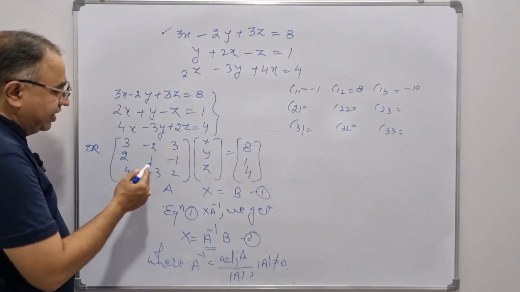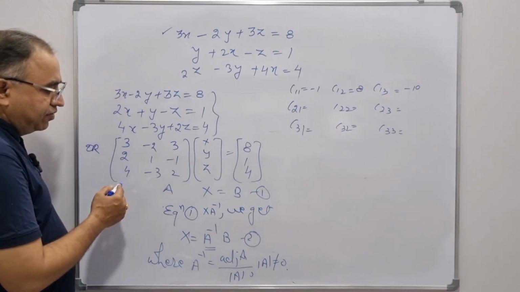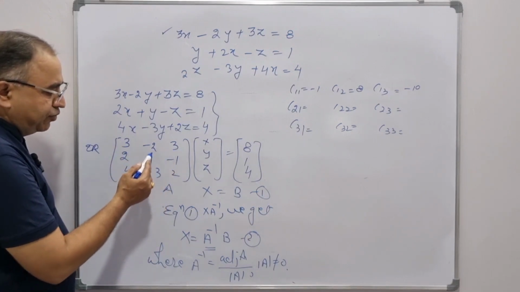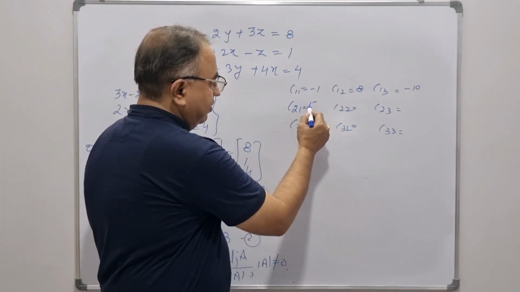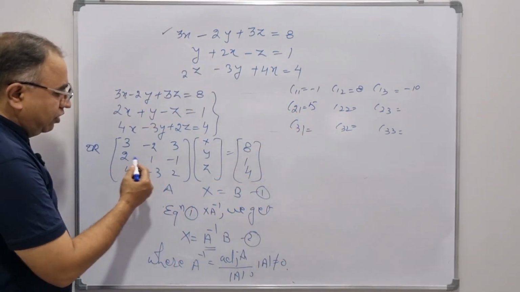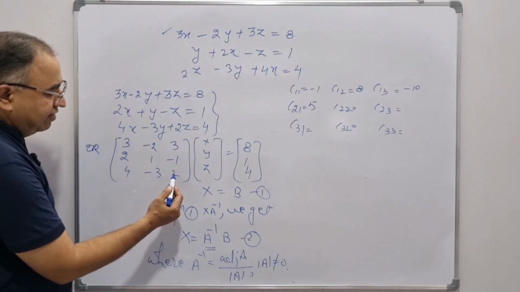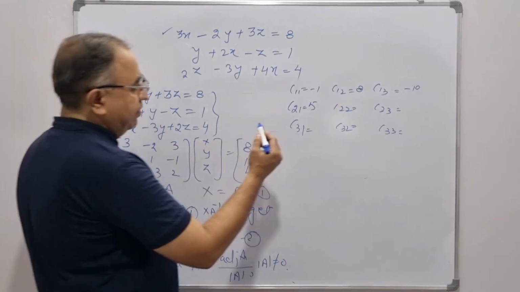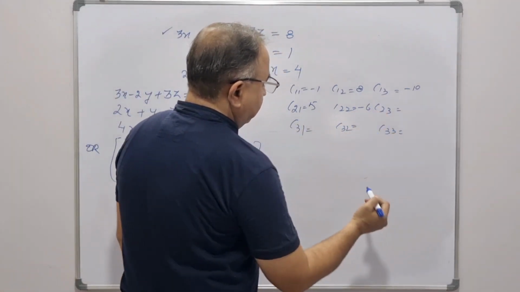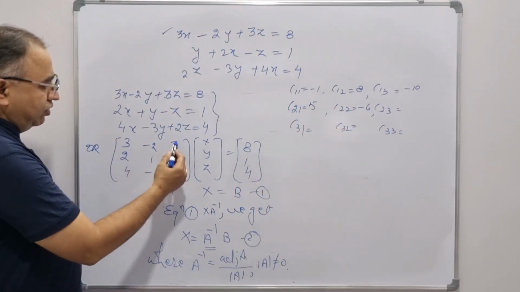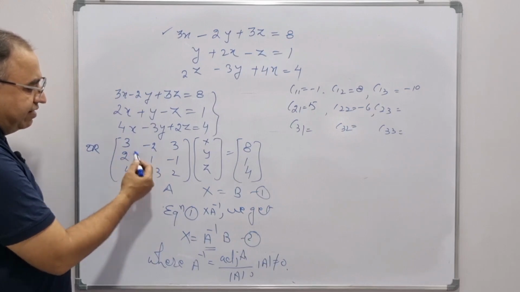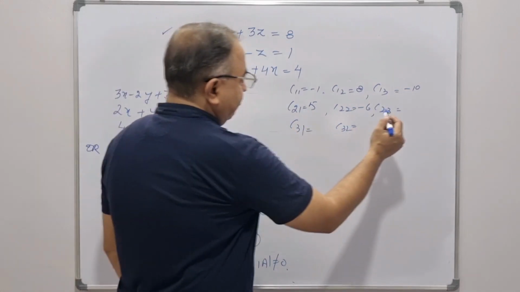So now starting second row, C21. Second row, first column, this product minus this product, minus 4 minus minus plus 9, 9 minus 4 is 5. Then 2, 2. Second row, second column, 3 2s are 6, 6 minus 12 is minus 6. Then 2, 3. Second row, third column. This product minus, 9 plus 8. 8 minus 9, minus 1.